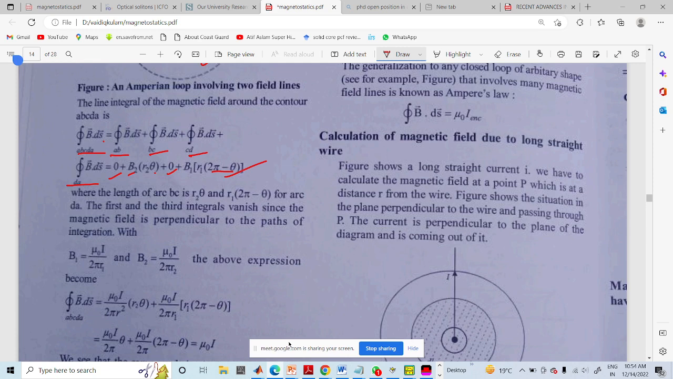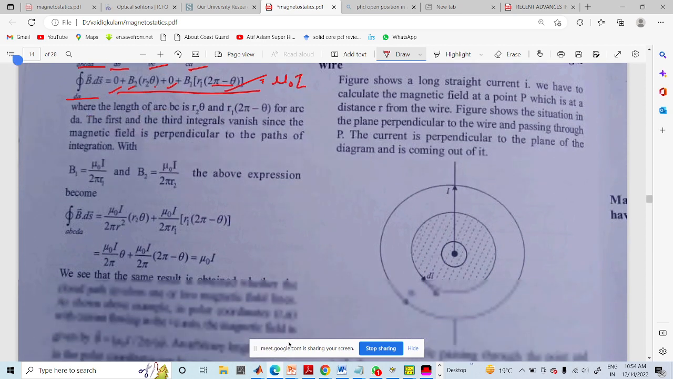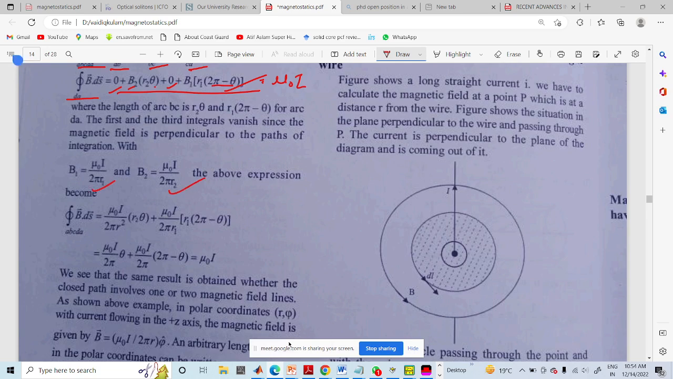Okay, so B dot ds: B is 0 there, so 0; B is B2 there, and ds is radius into angle, so R2 theta. B is B1 there, and ds is R1 into the angle, that is 2 pi minus theta, you know very well. So B dot ds is this much, and this will equal mu naught I. We know B1 is equal to this and B2 is equal to this, so just put B1 and B2 in the equation, and you will find mu naught I. So hence proved.